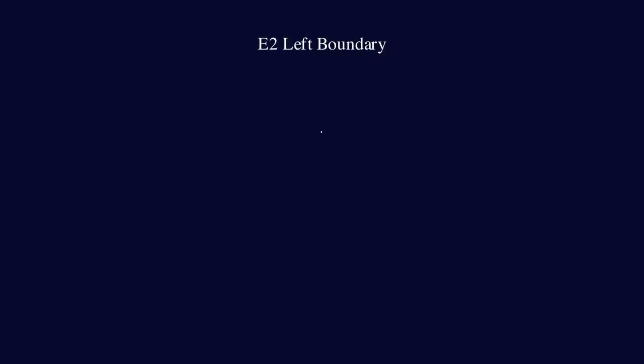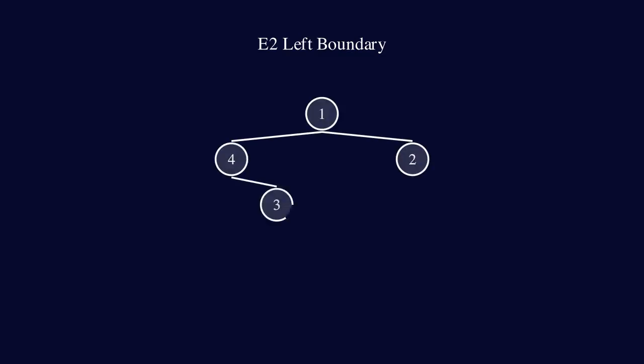In example 2, trace the left boundary from the root. We start at 1, move down to 4, and stop there because the next node, 3, is a leaf. Excluding leaves, the left boundary is simply 1 and 4 for this smaller tree.